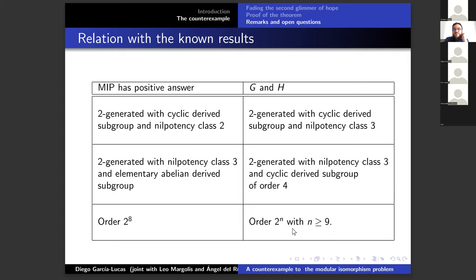This means that these results, although it seems that they are not especially strong since they have a lot of hypotheses, are as sharp as they could be.